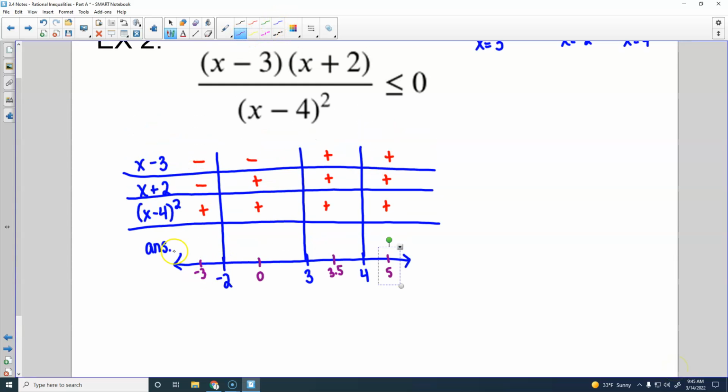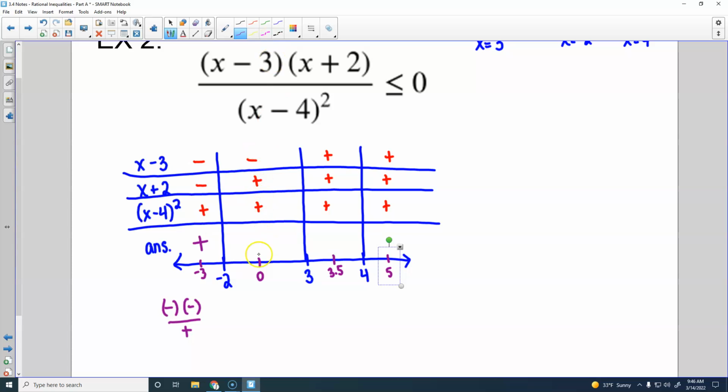For this, we would have a negative times a negative divided by a positive, right? Because we have x minus 3 times x plus 2 over x minus 4 squared. So if I've got negative times negative over a positive, the negative times negative will give me a positive, and I'm dividing it by a positive, which is going to give me a positive answer there.